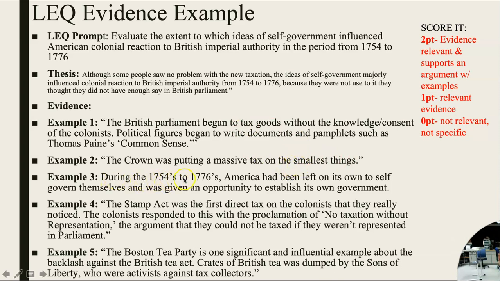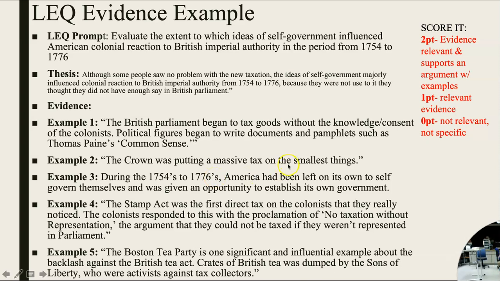During the 1754s to 1776, America had been left on its own to self-govern themselves and was given an opportunity to establish its own government. This one's a little bit trickier, and you need to know some history. Some 54 to 76, it's actually out of time frame. So this is factually incorrect.